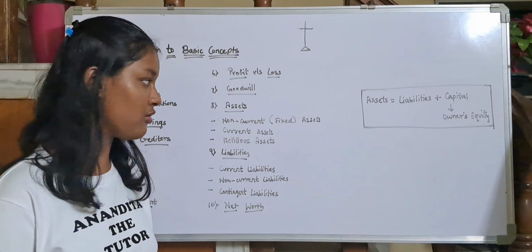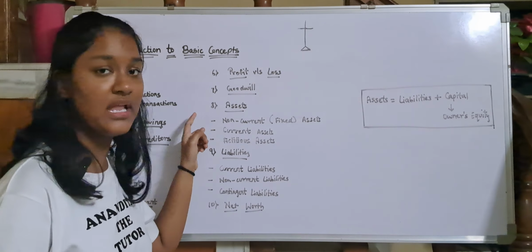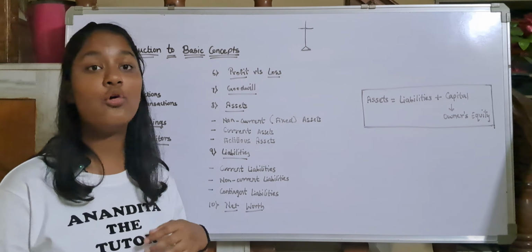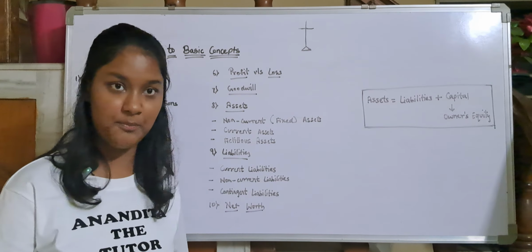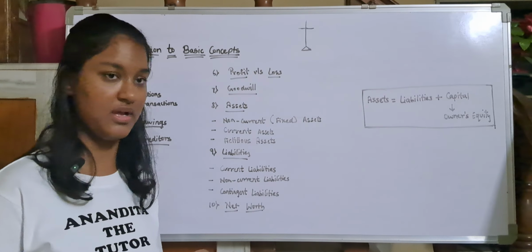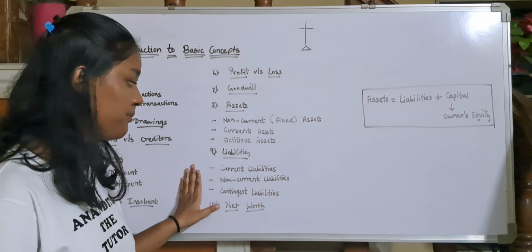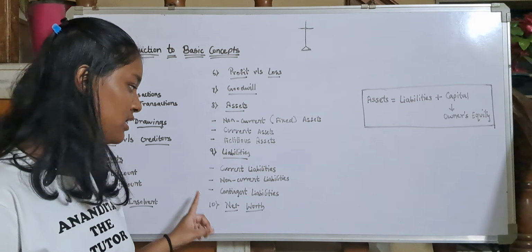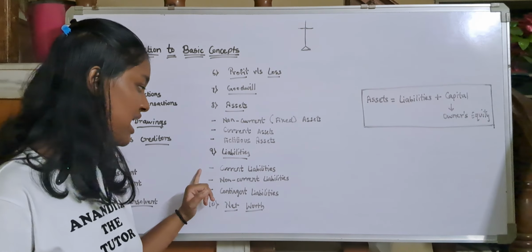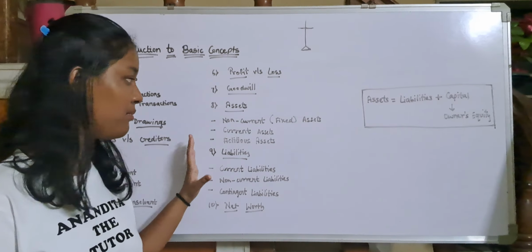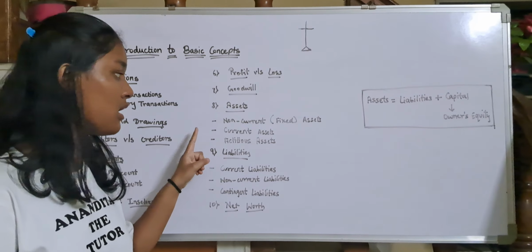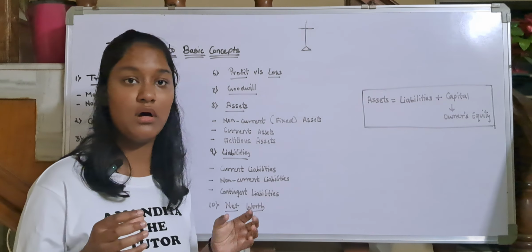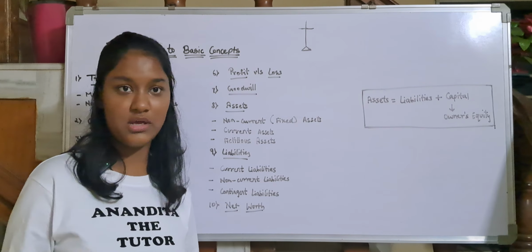Next is liabilities. So liabilities is opposite to assets. What were assets? What I own, what my business owns. Liabilities are what I owe to others. Okay, I have to give it to others, or basically it is not my business's. So here also you have 3 types: current liabilities, non-current liabilities, and contingent liabilities. Again, current liabilities and non-current liabilities are similar to non-current assets and current assets. So current liabilities are those liabilities that I have to pay within less than 1 year or 1 year.